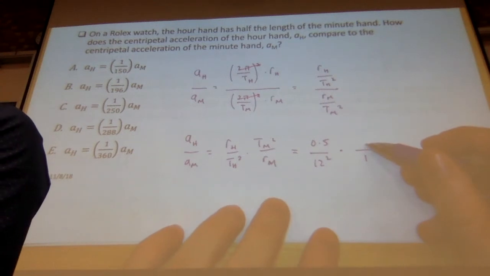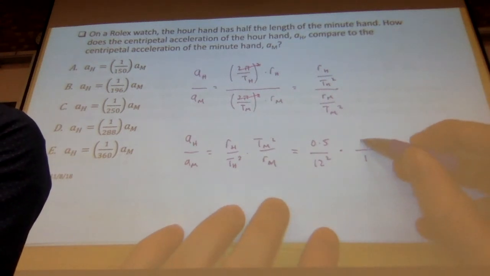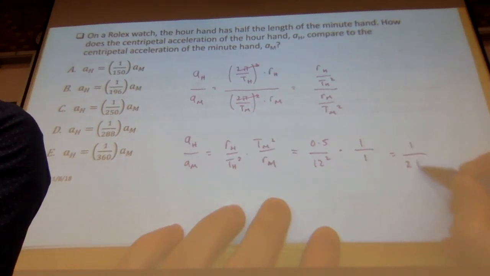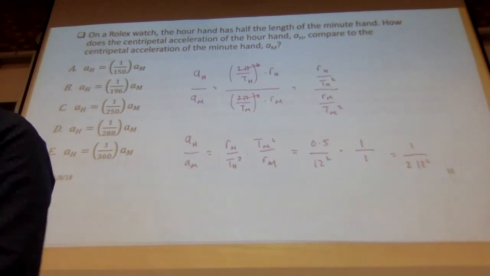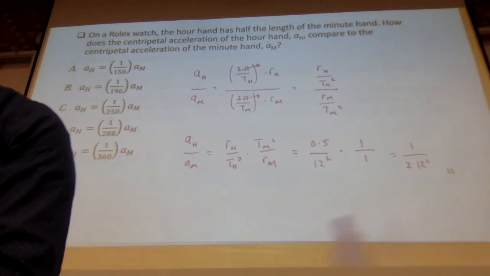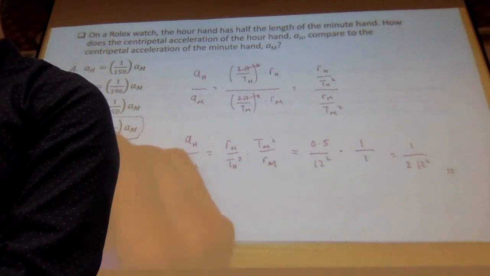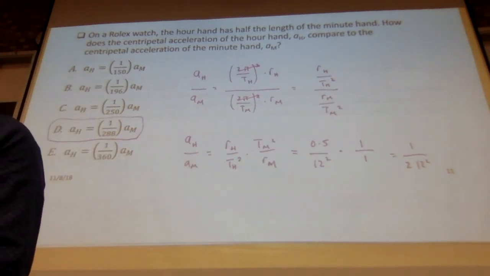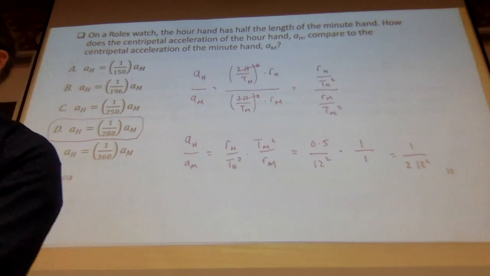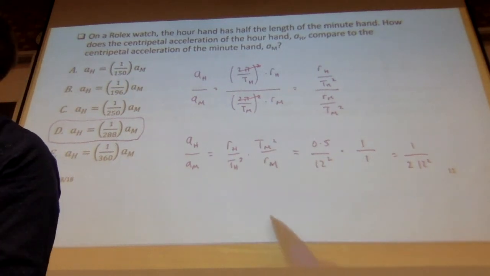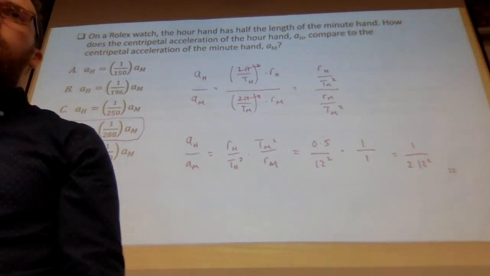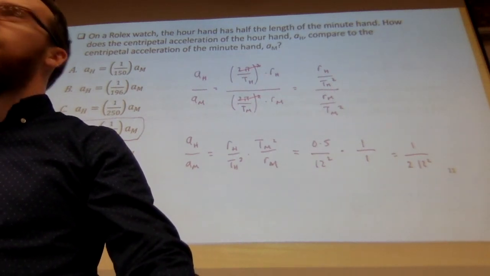The minute hand takes 1 hour. So that should be 1 over half times 12 squared. So that's 144 times 2, 288. Yeah, the 2 comes from the half up here on the top. All good?